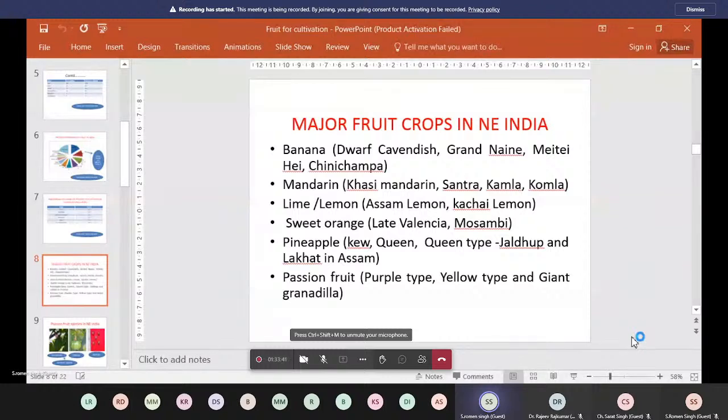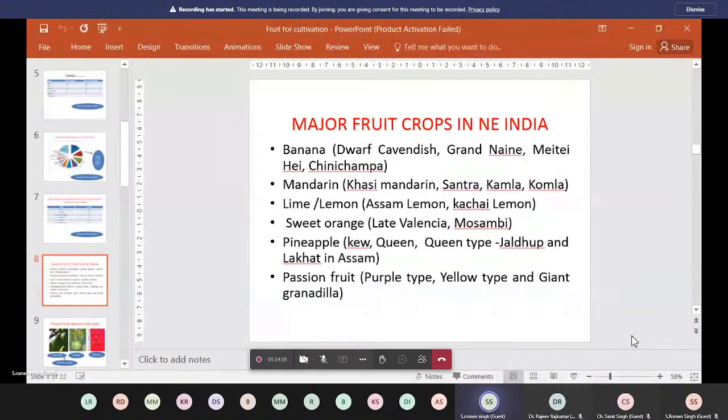This Kachai lemon also got the GI tag, the geographical indication, and now it is becoming a famous product from the Manipur state. In the case of sweet orange, Late Valencia and Mosambi are the two varieties mainly growing in the northeastern part of India. In the case of pineapple, Kew and Queen are the two varieties mainly growing in the northeastern part of India. Besides this, in Assam, Jaldhup and Lakhat are the two morphotypes. These are the Queen type, but different morphotypes growing in the Assam region.